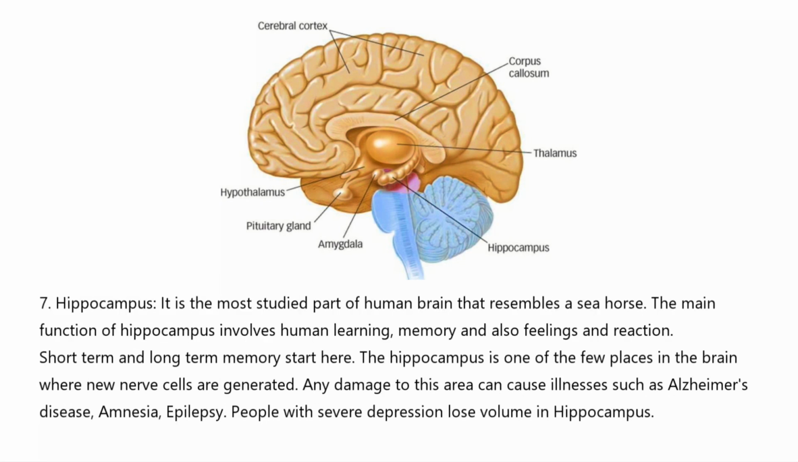Hippocampus. It is the most studied part of human brain that resembles a seahorse. The main function of hippocampus involves human learning, memory and also feelings and reaction. Short-term and long-term memories start here.